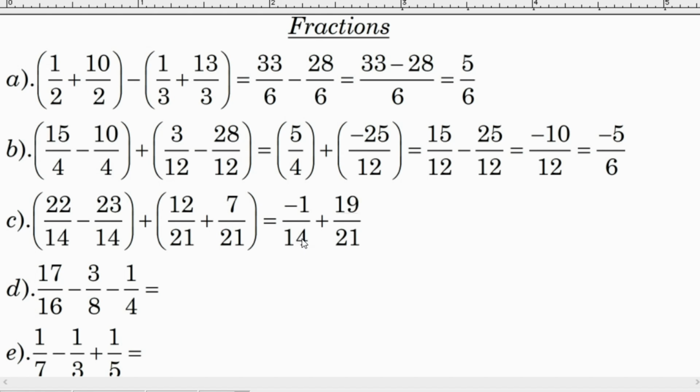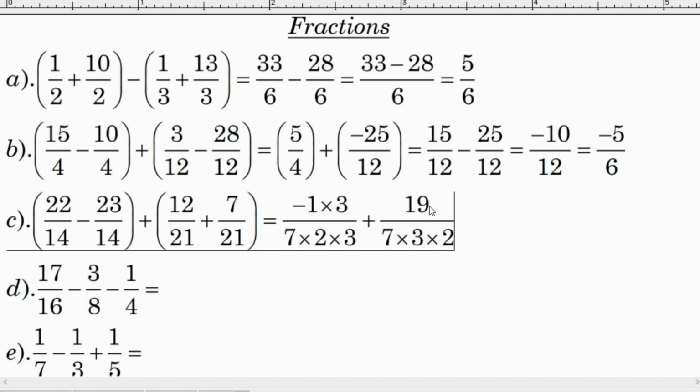So here we have to find the same denominator. So we have 14 here. 14 can also be written as 7 multiplied with 2, and 21 can be written as 7 multiplied with 3. So now we have 7 multiplied by 2, but we don't have 3, so we need to multiply with 3. And here we have 7 and 3, but we don't have 2, so we just multiply with 2.